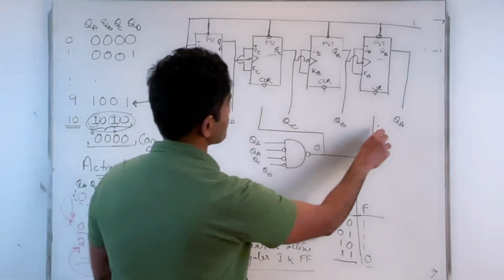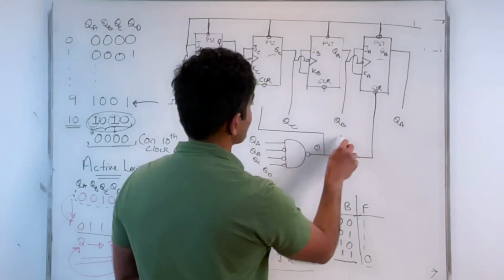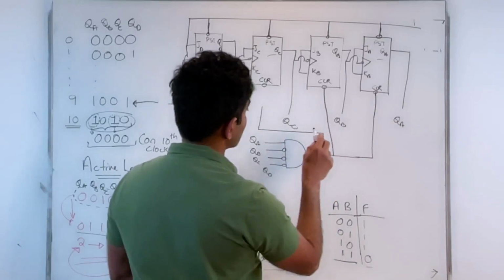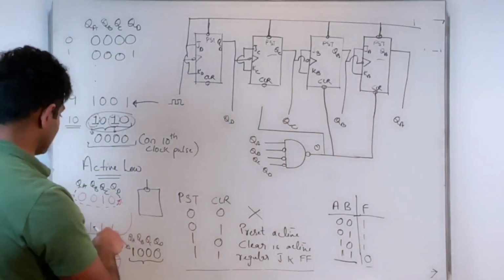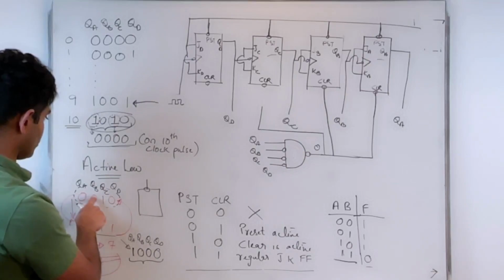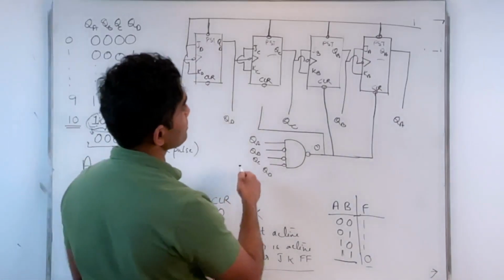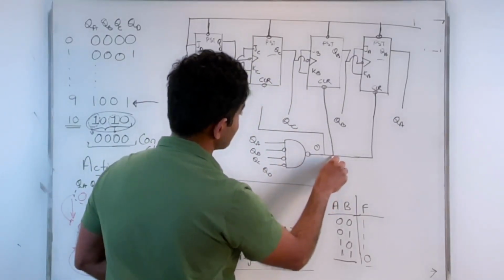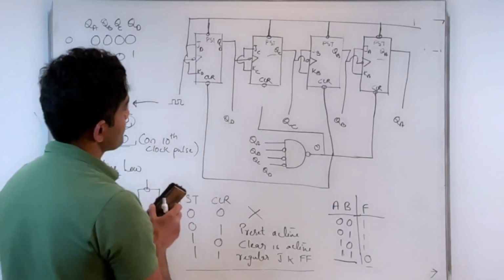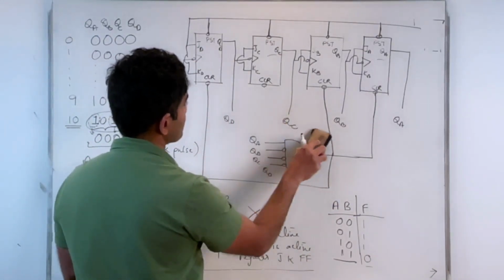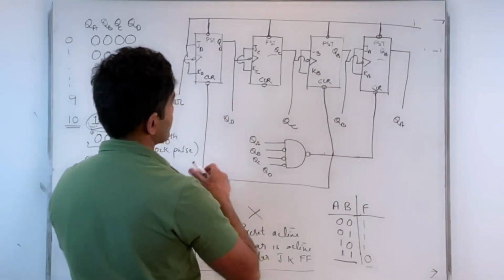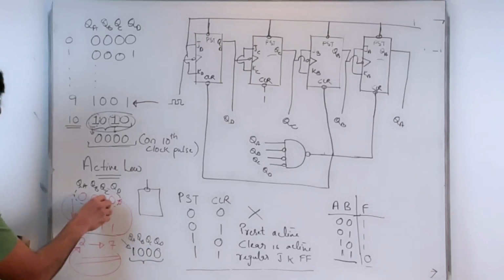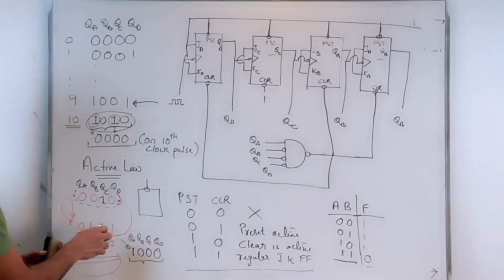Clear QA, clear QB, and clear, what else do I need to clear? QA, QB, and QD, right? QD, which is here. I want to clear these. That means this is going to be a 1. And I want to apply a 1. I want to force the output of QC to be a 1 after that.